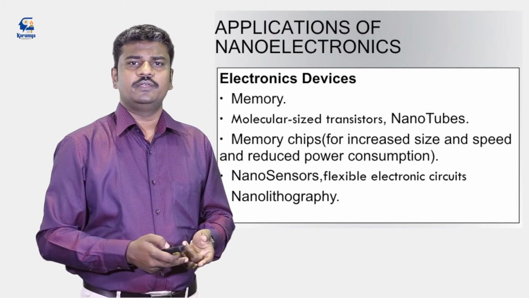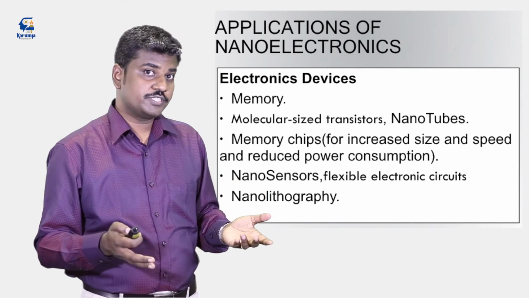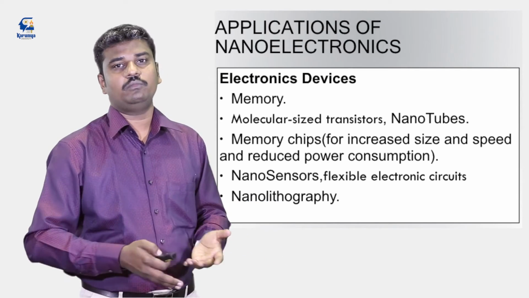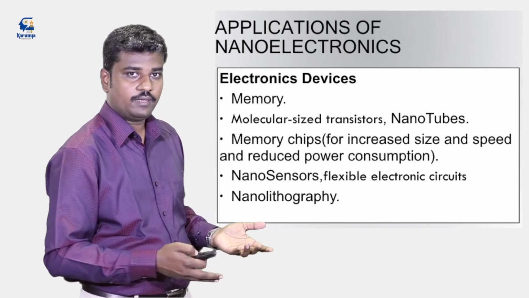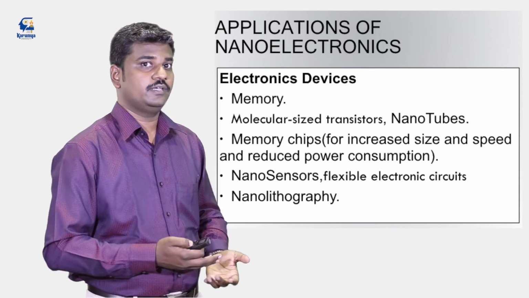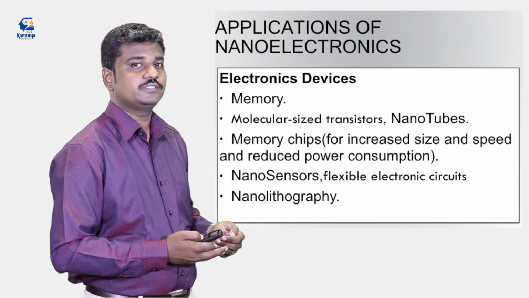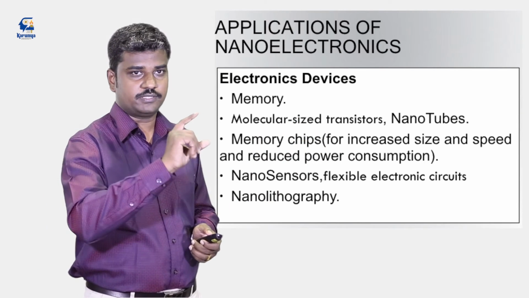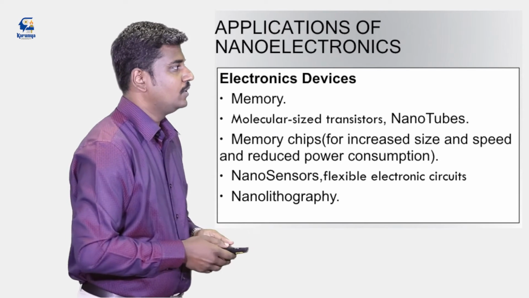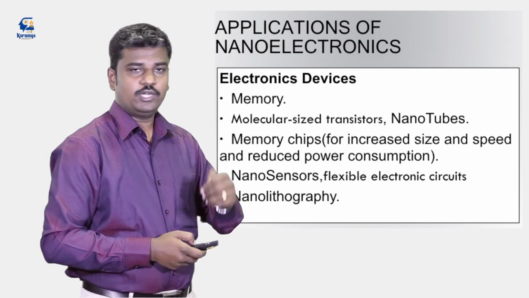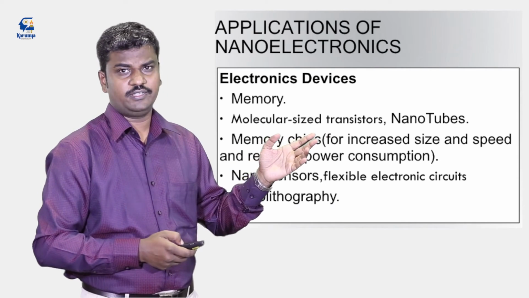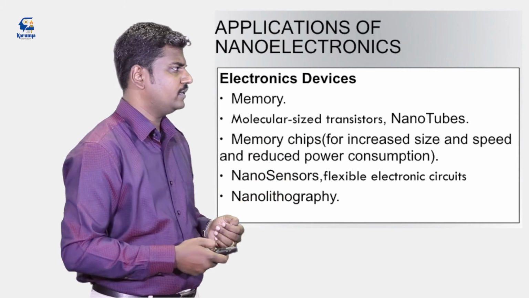Memory. Any memory system consists of transistors. You take an SRAM or RAM or ROM or DRAM, any kind of memory, nanoelectronic devices are used. Your capacitance factors play a role: the bigger the capacitance, the more memory utilization you will get. Molecular transistors and nanotubes are all very hot areas, and many people are working on them.